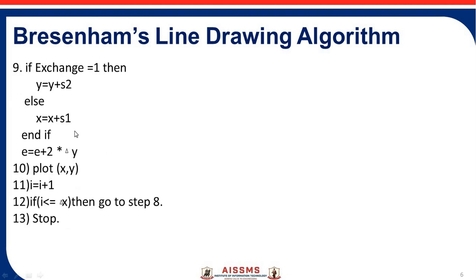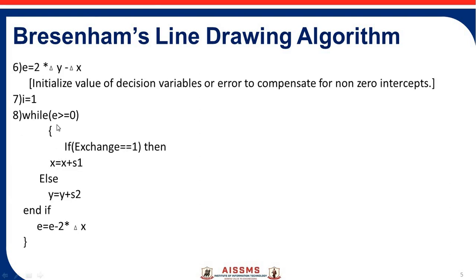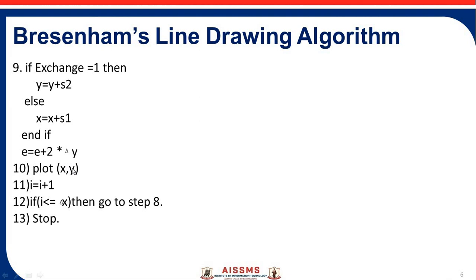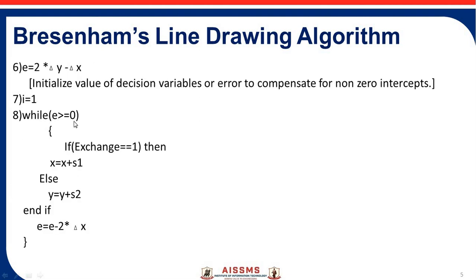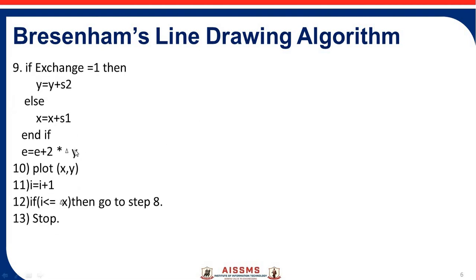In step 9, check the flag value. If the flag is 1, then increase the value of y with S2, else increase the value of x with S1. Again calculate the decision variable value with the help of the formula e is equal to e plus 2 into del y. When the value of e is positive or equal to 0, we have to execute step number 8 as well as 9. But if the e value is negative, then only execute step number 9.